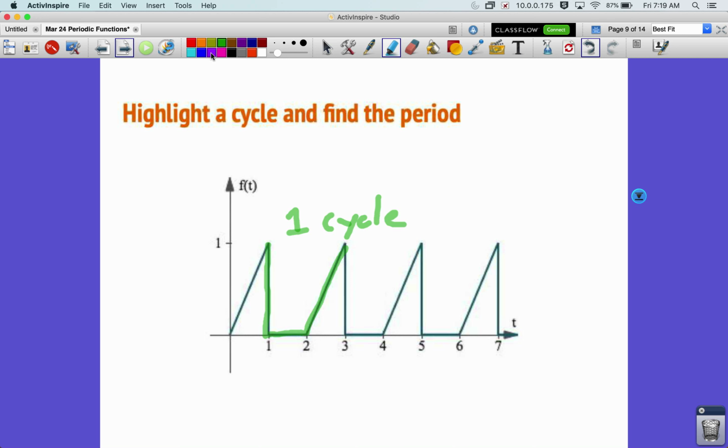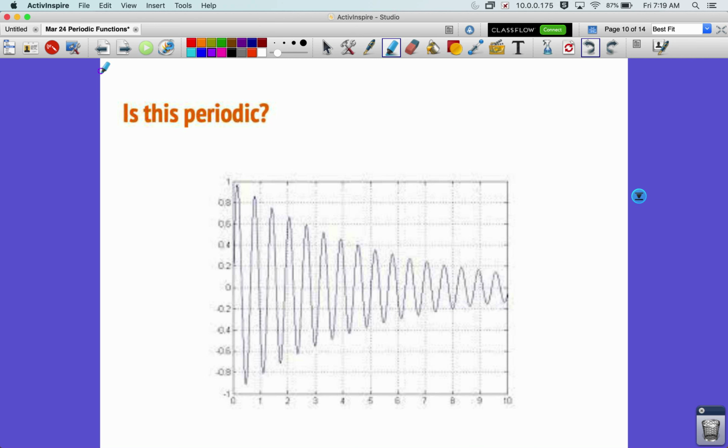All right, the period is just this distance here, from maximum back to maximum. And we go from 1 to 3. So the period is 2 units. All right, question, is this periodic? Well, it's oscillating back and forth, so it might be periodic. Take a guess now.